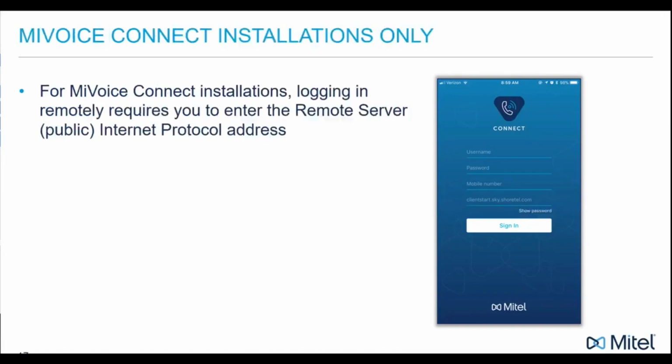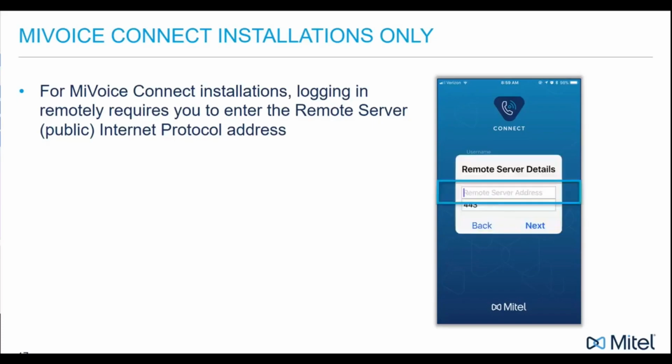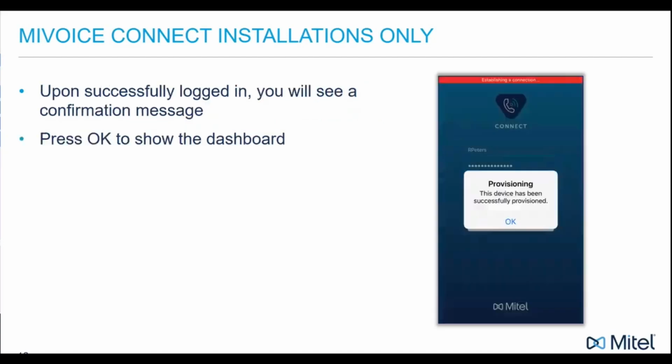This address is only reachable if your device is connected to the company Wi-Fi network. For My Voice Connect PBX installations, if you are not connected to your company Wi-Fi when attempting to log in, the client will prompt you for the remote server address. This address enables your client to reach the mobility router over the public internet. You will usually keep the default port number of 443 and press Next to log into the client remotely. Once your client has successfully logged in, you will see this confirmation.